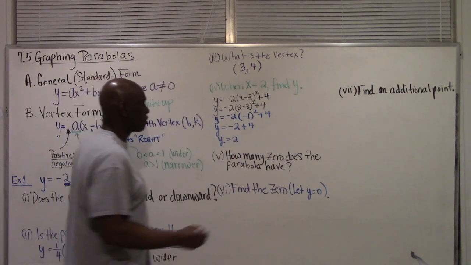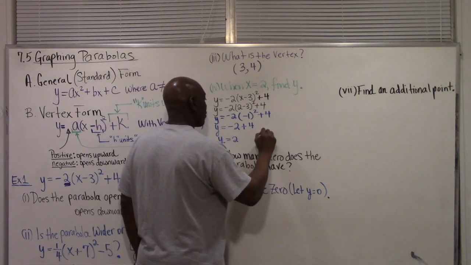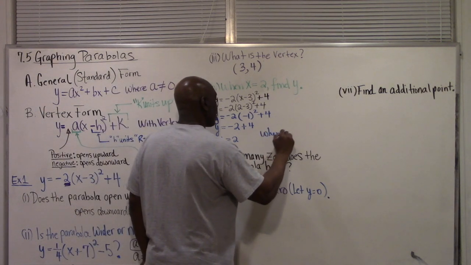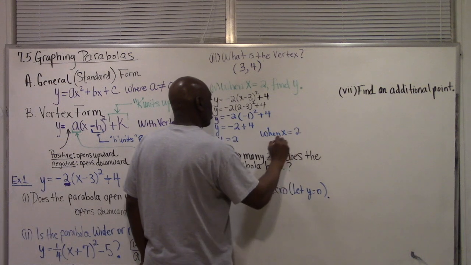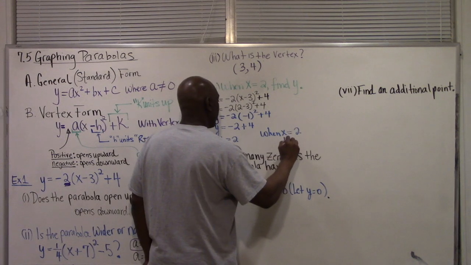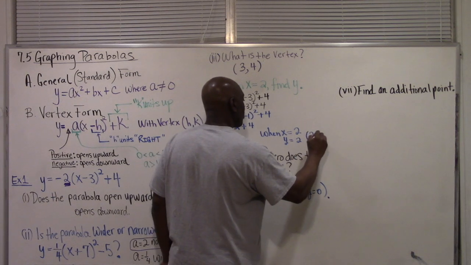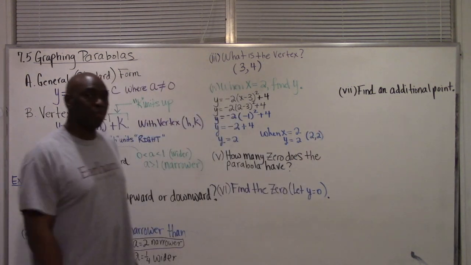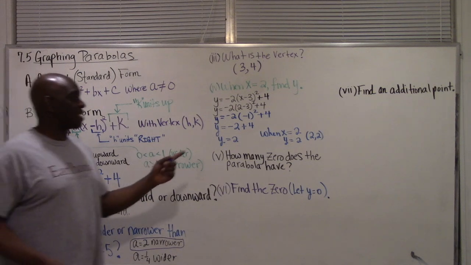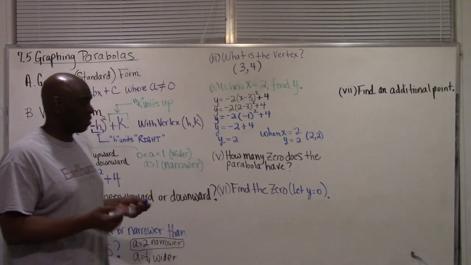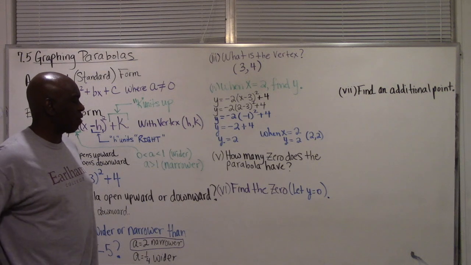And there you go. So when x equals 2, y equals 2 also. So I got the coordinate point (2, 2). That's the coordinate point. So when x is 2, y is 2. Just plug it in. All right?